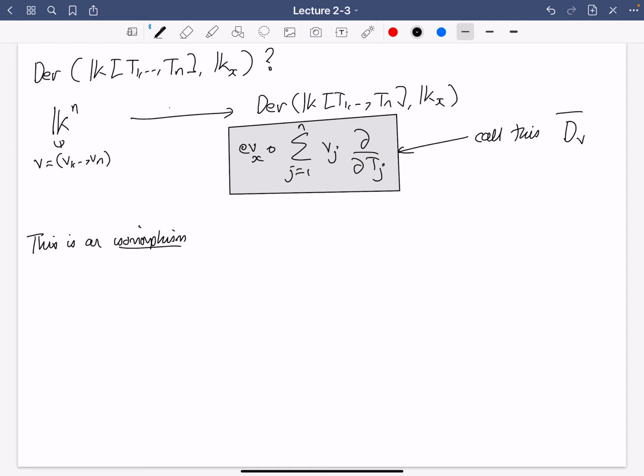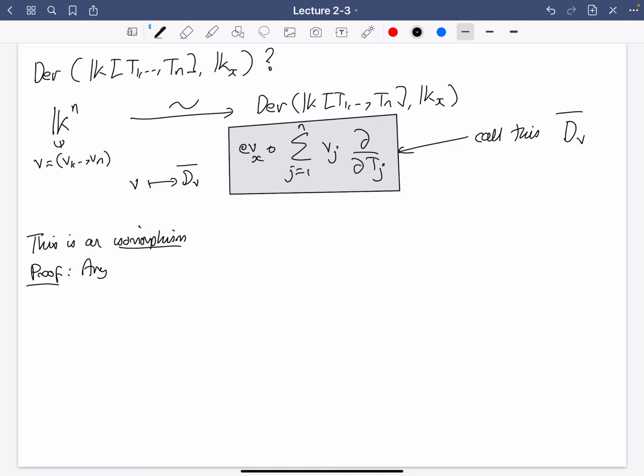So this linear map that I've just defined, sending v to dv bar, is actually a linear isomorphism between these two vector spaces. So how do you see this? I'm not going to write out the full details, but it's kind of easy.